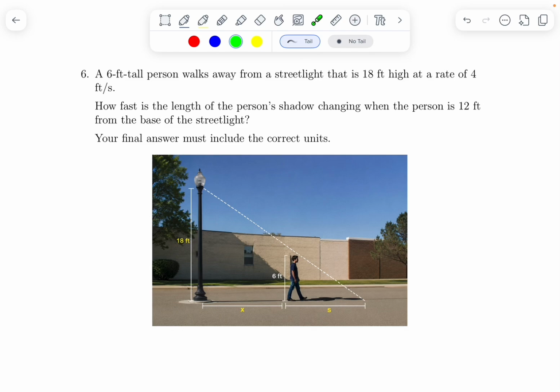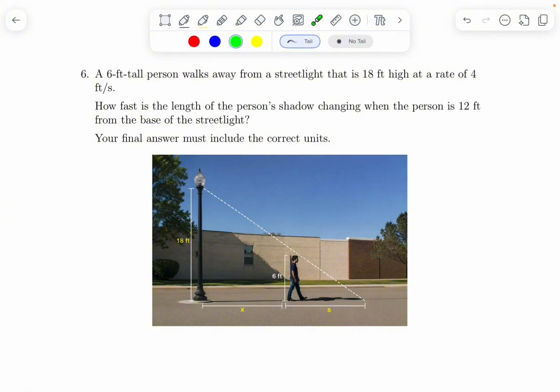Now let's look at problem 6, which is a related rate problem. This problem says a 6 foot tall person walks away from a street light that's 18 feet high at a rate of 4 feet per second. How fast is the length of the person's shadow changing when the person is 12 feet from the base of the street light? Your final answer must include the correct units.